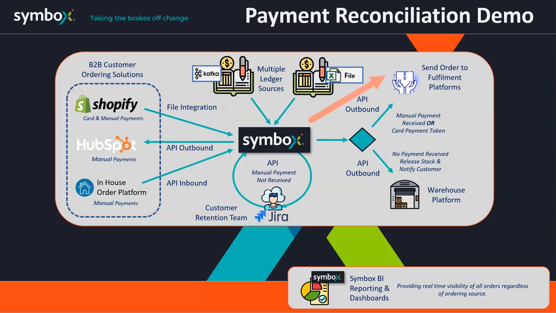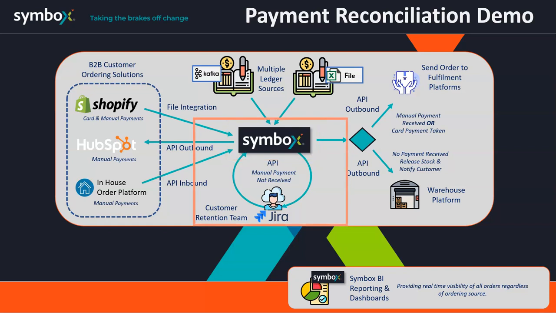If an order is already being paid for via card, then Symbox will simply forward the order via API to the fulfillment platform. For any orders which are going to be paid for via manual basis, such as bank transfer, Symbox will be consuming ledger files. In this example, we'll be consuming it via file integration and also Kafka integration. Symbox will then match the payments against the orders based on configurable business rules.